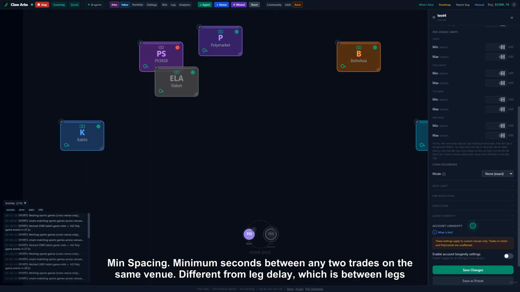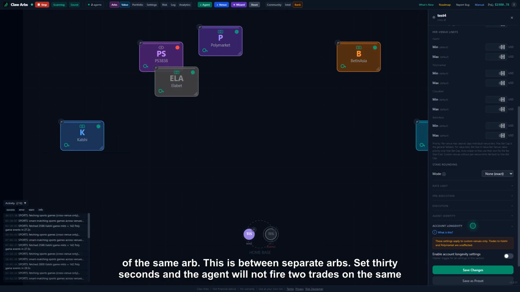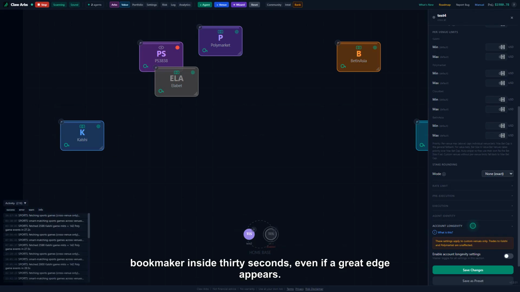Min spacing. Minimum seconds between any 2 trades on the same venue. Different from leg delay, which is between legs of the same arb. This is between separate arbs. Set 30 seconds, and the agent will not fire 2 trades on the same bookmaker inside 30 seconds, even if a great edge appears.